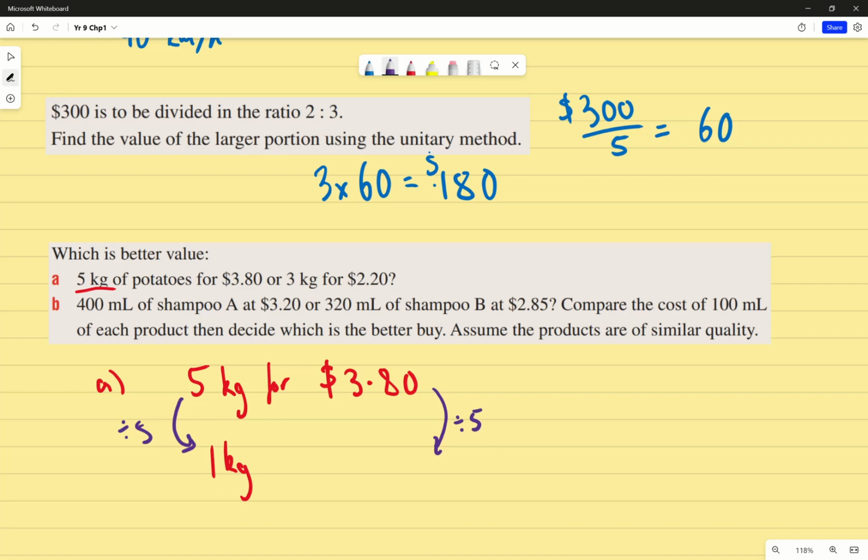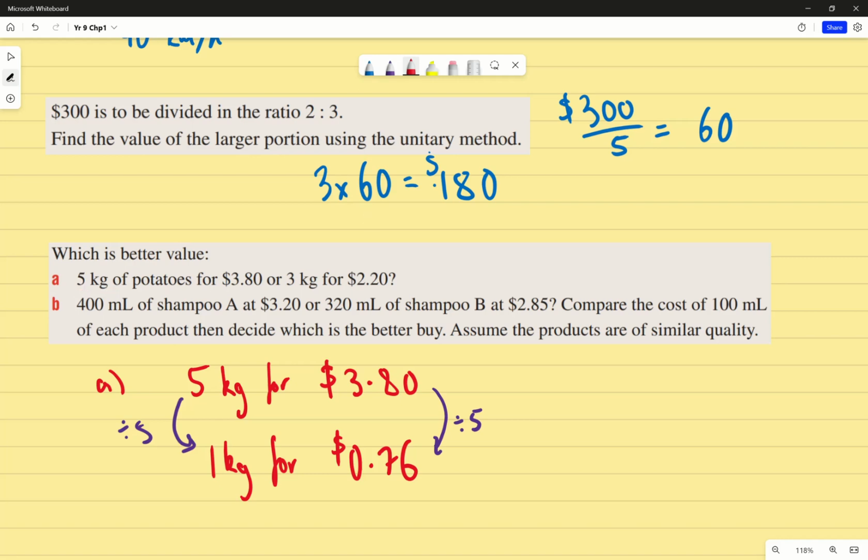Any questions? Okay. So, once we've done that, of course you can use your calculator, 380 divided by 5 means that for every kilo, it is 76 cents. So 1 kilogram is 76 cents. I figured out the cost. All I need to do is do the same thing for the second price and see if it's higher or lower. Yeah, because of course you don't want to spend more money than you need to.